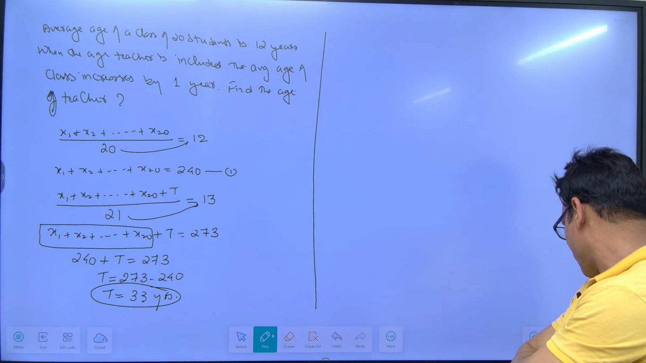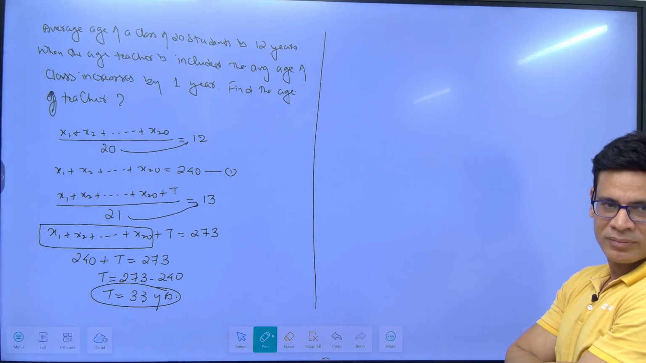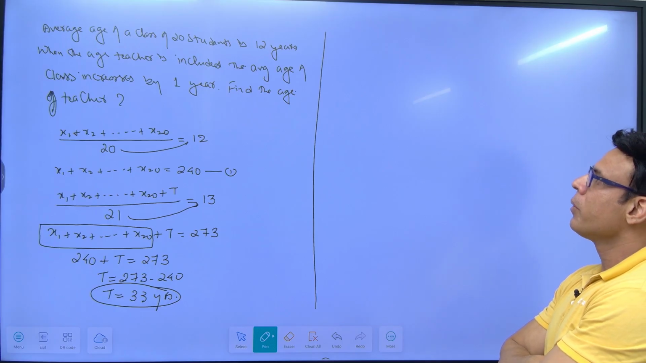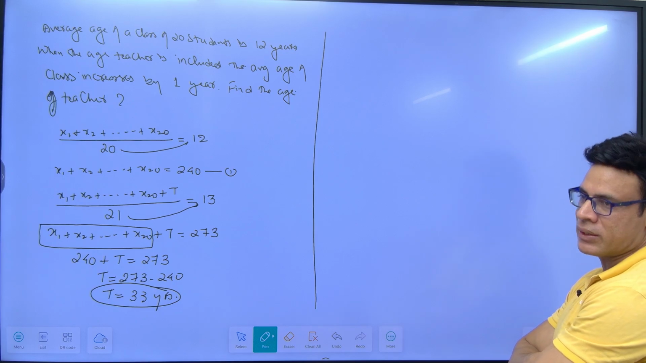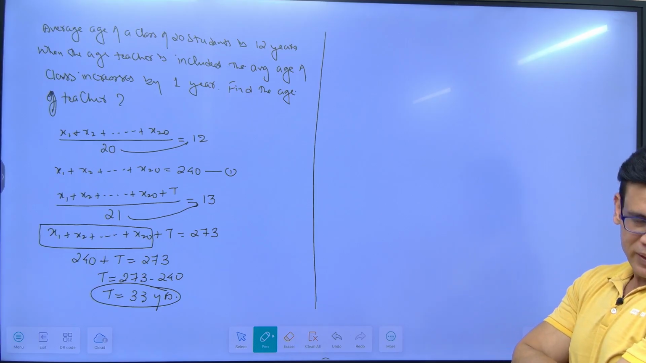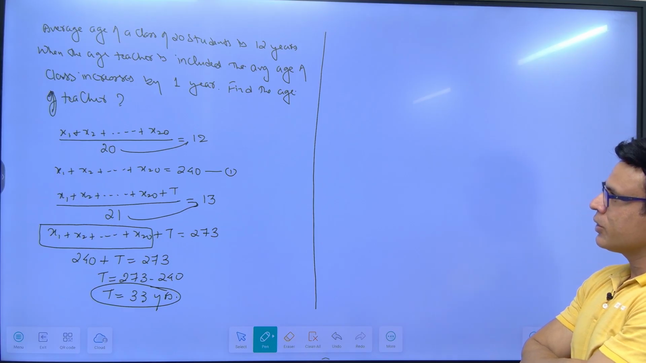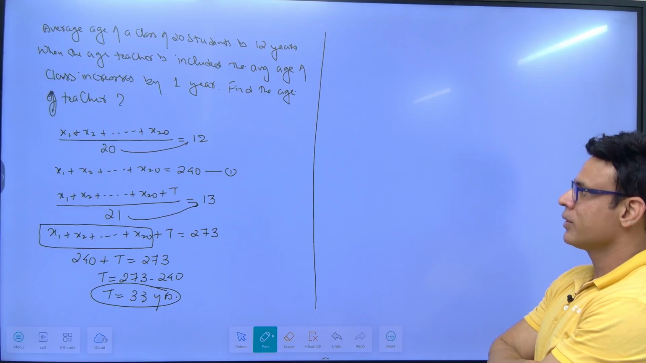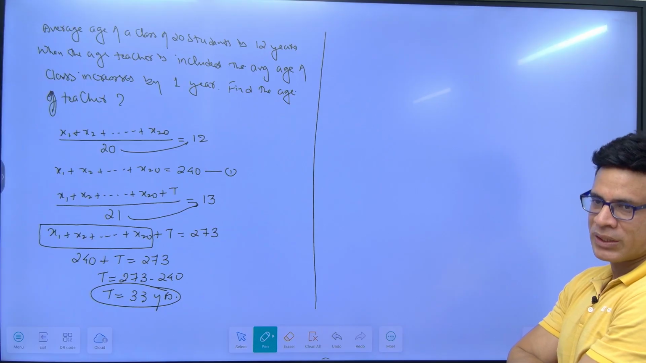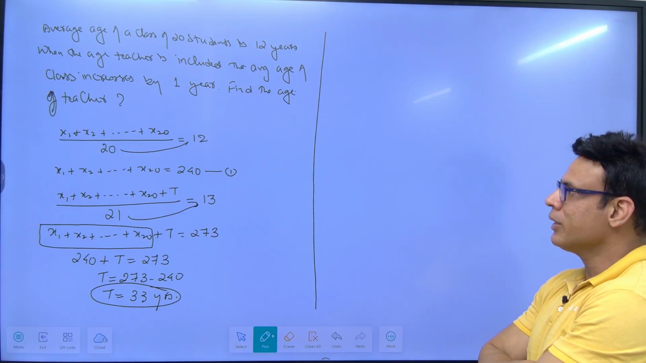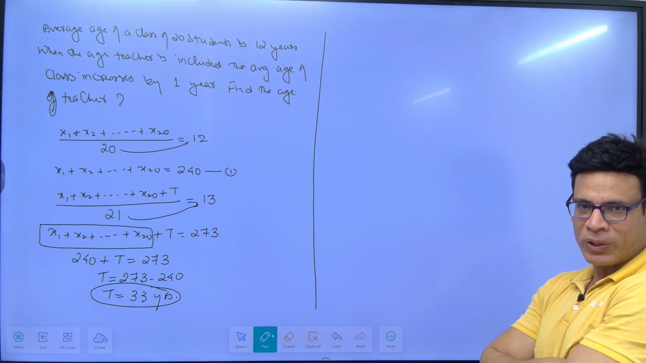Now see how to solve this question. Let's remove this 12 years and keep it chocolates, so it will be easier for you to understand. Let's say the average number of chocolates of a class of 20 students is 12. Say there are 20 students, each student has 12 chocolates. Later on we'll replace chocolate with age.